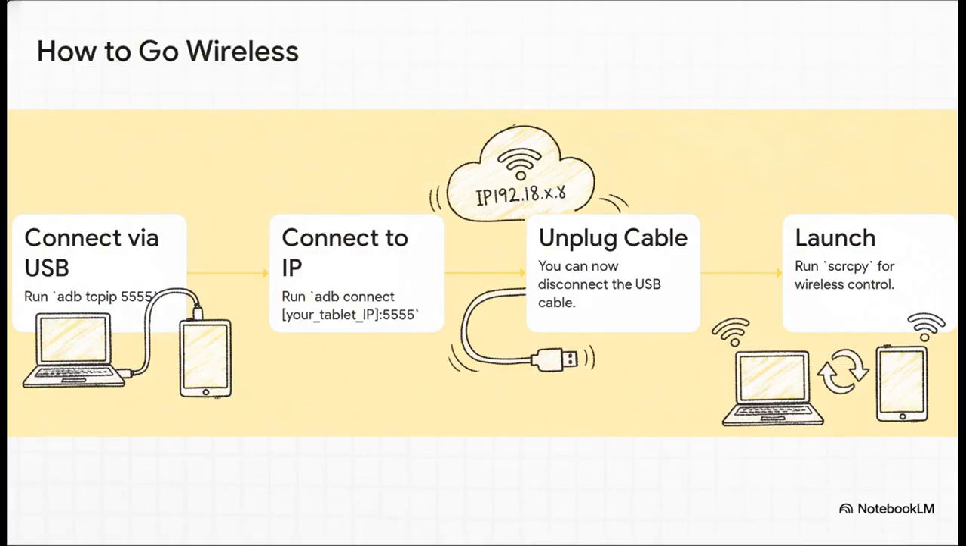To make it happen, you start with the USB cable plugged in. You run a quick command to tell the device to start listening over Wi-Fi. Then you find your tablet's IP address and run another command to connect to it. Once that's done, you can unplug the USB cable, run scrcpy again, and enjoy that wireless freedom.